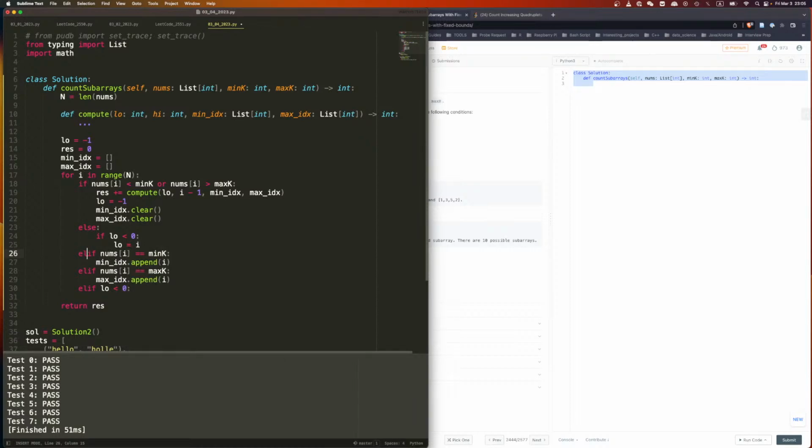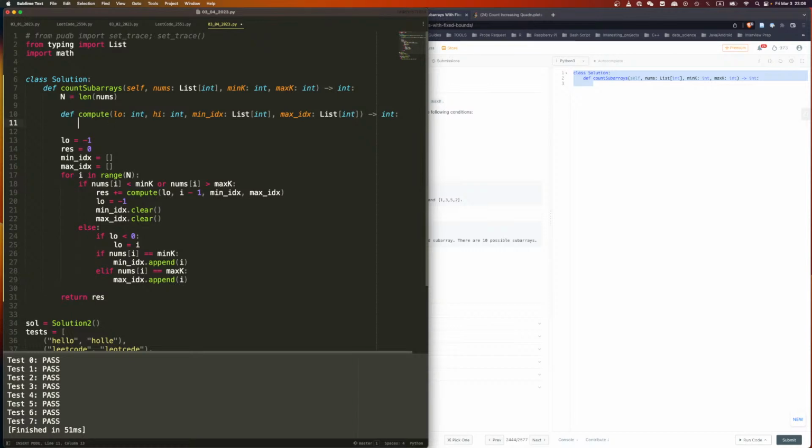And we can say if this, elif this. Then we don't need this. Right, so this is bad. This is good. So among the good ones, we want the first one. Low should point to the first one.